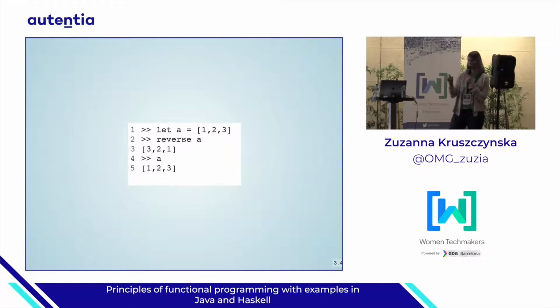But then if we want to see what's A again, it's still 1 to 3. So the original array never changed. What happened is that the function returned a transformed array and didn't touch the original one. So whoever else wants to still use the original one, they can do it safely because they know that there is no way that someone else could change it in the meantime.